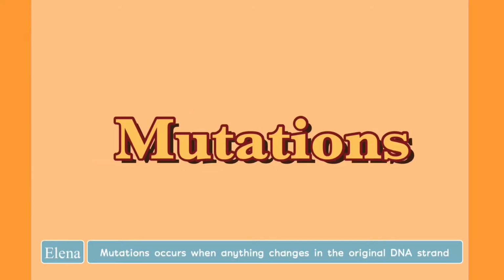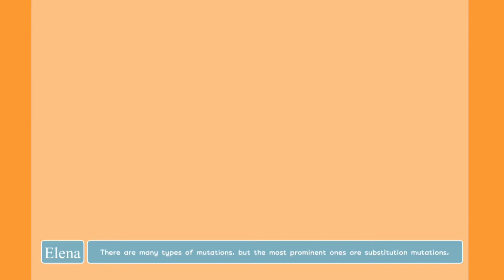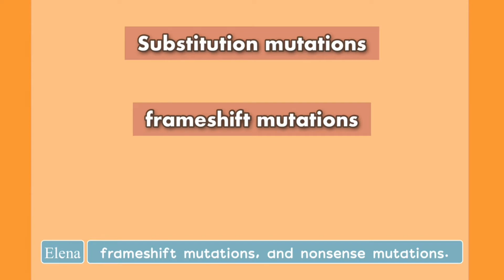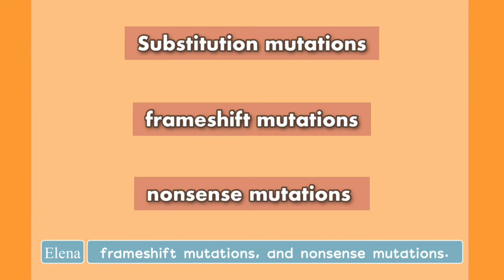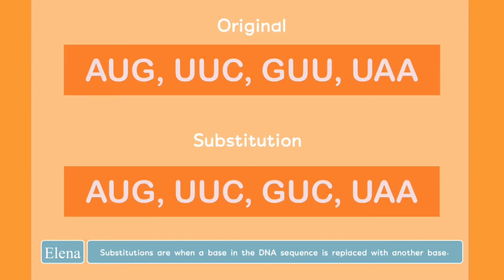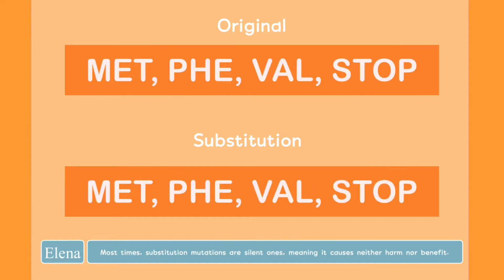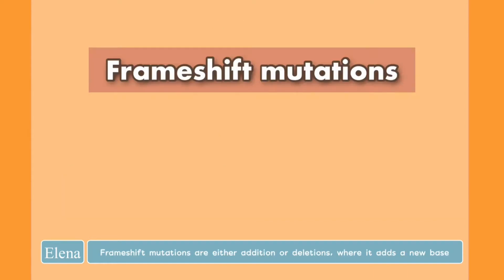Mutations occur when anything changes in the original DNA strand. There are many types of mutations, but the most prominent ones are substitution mutations, frameshift mutations, and nonsense mutations. Substitutions are when a base in the DNA sequence is replaced with another base. Most times, substitution mutations are silent ones, meaning they cause neither harm nor benefit.